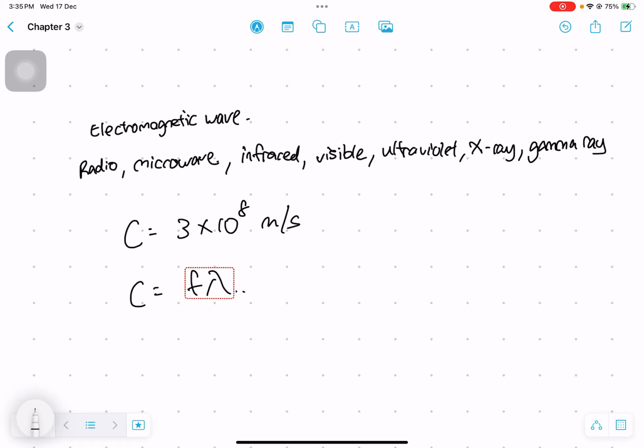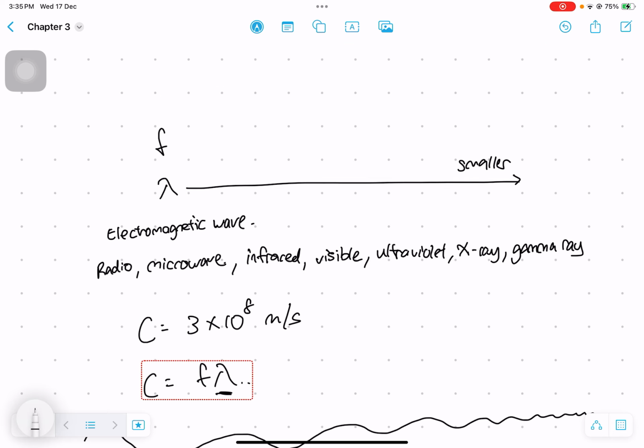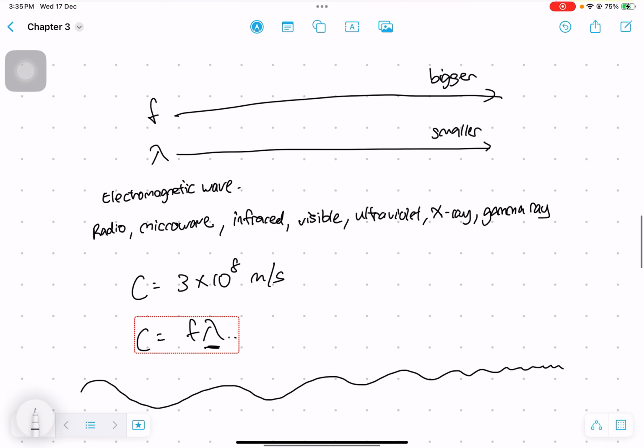So radio wave has a long wavelength. Microwave is shorter, getting shorter and shorter. So the wavelength is getting smaller, but the frequency is actually getting bigger. When you answer the question, you need to think about the wavelength and the frequency, and how they affect one another.